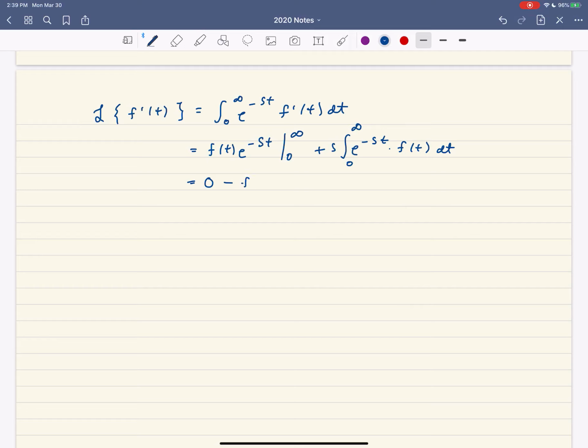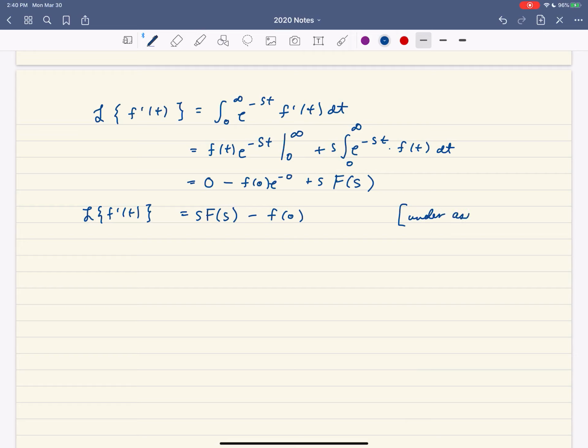So we're going to have f of 0 times e to the negative s times 0, plus s times the Laplace transform of little f, so I'll call that capital F of s. And then we're done. This is going to be s times capital F, minus little f of 0, and that's the Laplace transform of f prime of t.